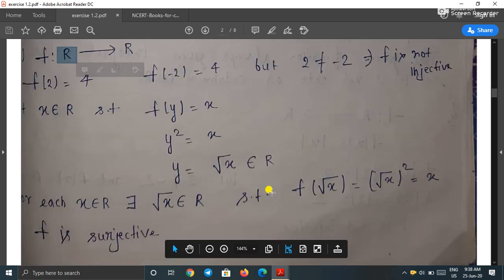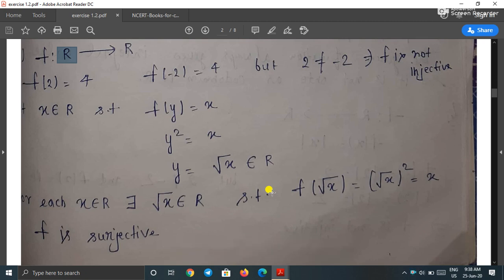For the function to be 1-1, different points have different images, and for the function to be onto, each point of the codomain has its pre-image.